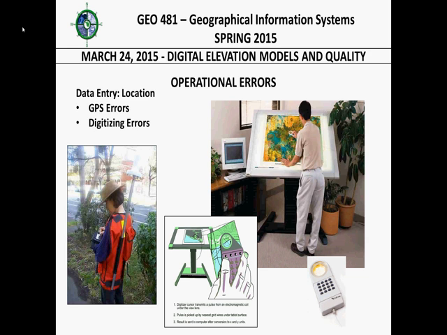So, specific types of digitizing errors. I'm certain to ask something like this about these things. These are different ways. I only have one slide, but it's actually an important slide. These are different things that you can do when you're digitizing.